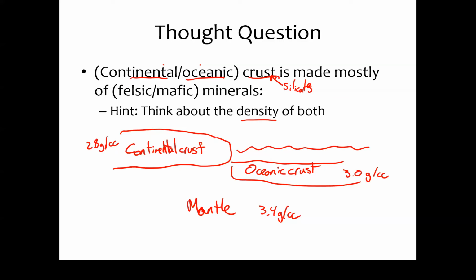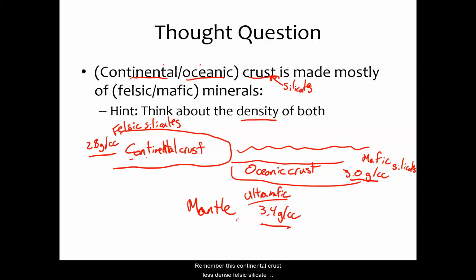So the silicate minerals are the least dense in continental crust, in between for the oceanic crust, and the most dense for the mantle. Which type of mineral was less dense? These are felsic silicates. These are mafic silicates for the most part. And these are even more mafic. The mantle is the most mafic. We call it ultramafic. It's so mafic. Talk about that later. But remember this, continental crust, less dense, felsic silicates. Oceanic crust, more dense, mafic silicates.